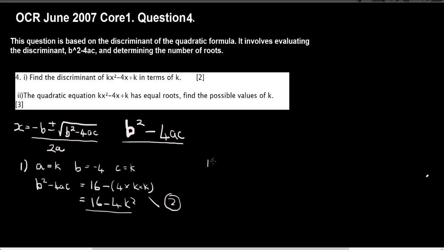Part 2. Again, it's just testing whether you know what the discriminant is. If the quadratic equation has equal roots, it means that the discriminant is equal to 0. Now, if the discriminant is equal to 0, that means that b squared equals 4ac. So we've got b squared is 16 equals 4k squared, which gives us k equals plus or minus 2. And believe it or not, we get 3 marks for that.